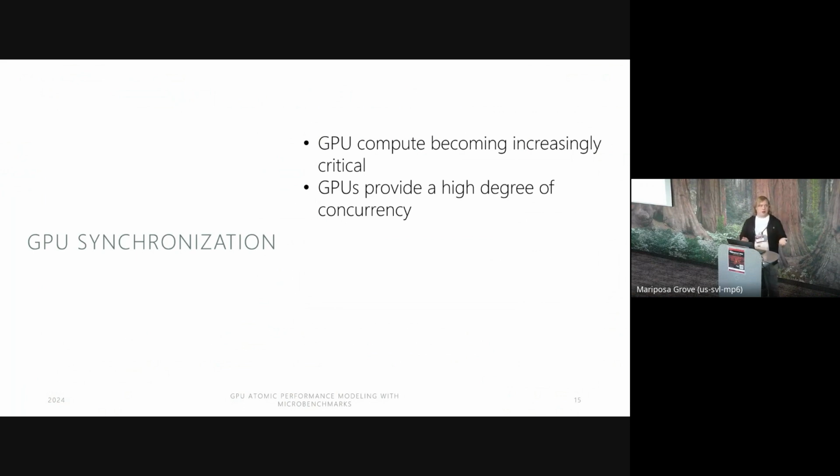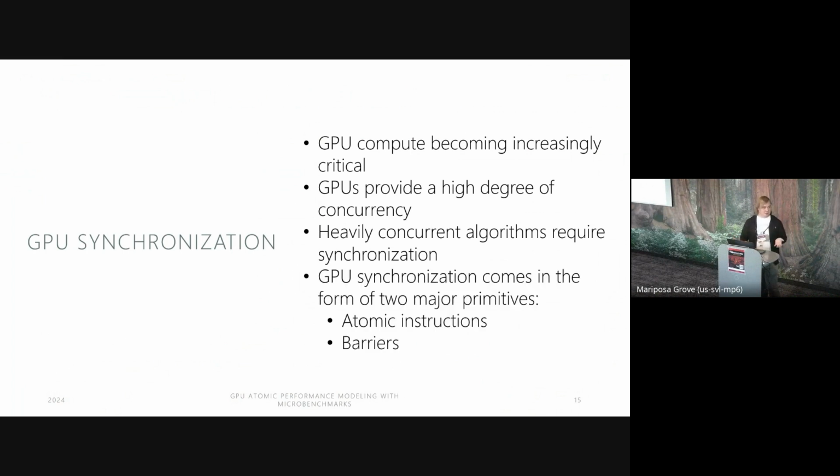GPUs generally are highly concurrent processors. They give you a lot of concurrency, and with that means that you have to run heavily concurrent algorithms that require synchronization between workgroups. This means that you have to have some kind of synchronization that happens while your GPU is still in flight. GPU synchronization specifically comes in the form of two major primitives that we examine. Atomic instructions, in this case we focus on atomic read modify writes. We have some other work that should explore many of these other variants here. But also barriers, which is something we also have work on that we're starting to work through. But specifically, we're going to talk about atomic read modify writes.